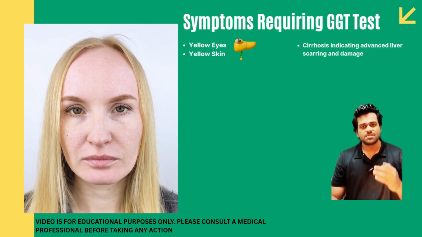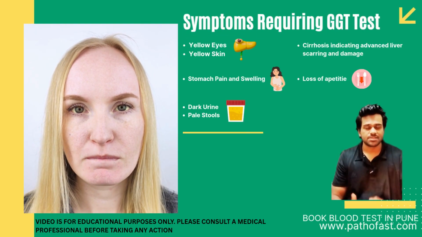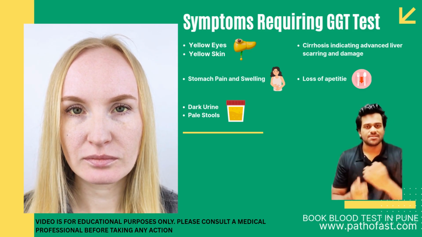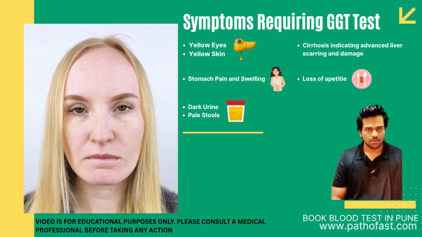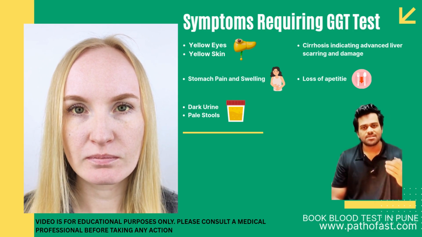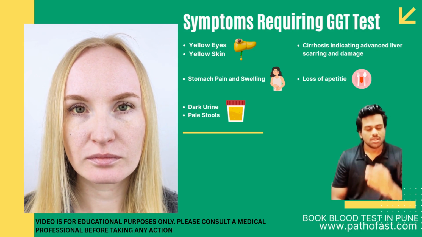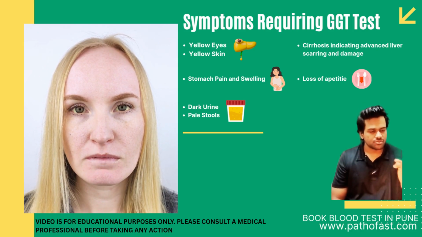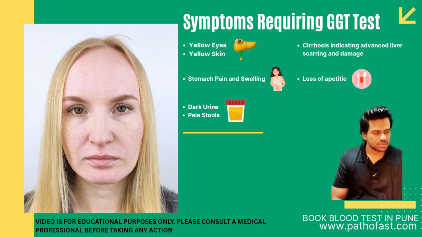So what are some symptoms that may have prompted your doctor to get you to do this GGT test, or some things that you might have noticed yourself? The most common ones are yellowing of the eyes or the skin. This is called jaundice, a sign that there's something wrong with your liver or your gallbladder. Second is stomach pain and swelling around the right side of the stomach. This could be something wrong with your liver. Third is your urine has turned dark and your stools have become very pale white in color. This also points to a problem with the liver or the gallbladder.